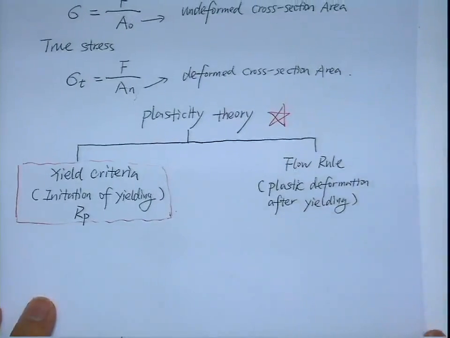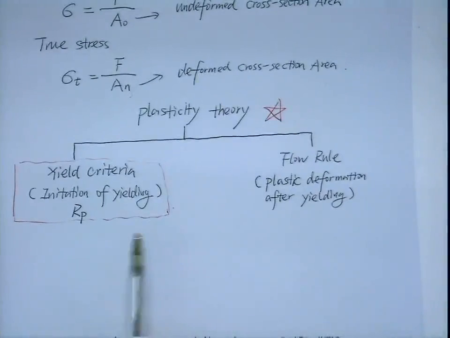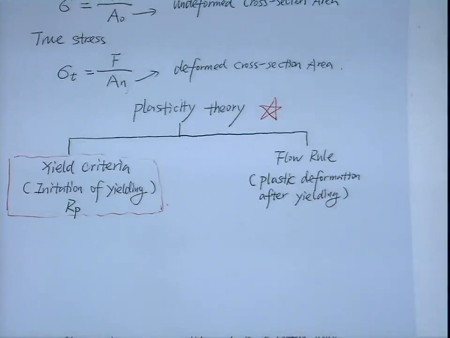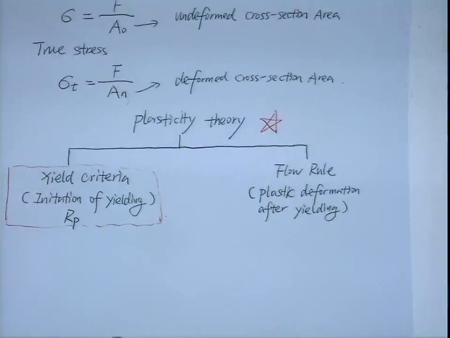There are hundreds of different theories for yield criteria and flow rule. But I will only give you two classic ones. Can you remember them, if you had your course before? Two classic yield criteria. Von Mises, yeah? Tresca, yeah. Excellent. So let's go through that.